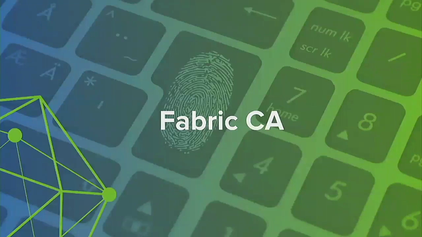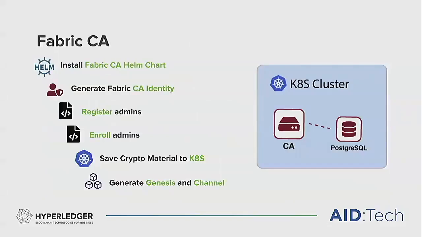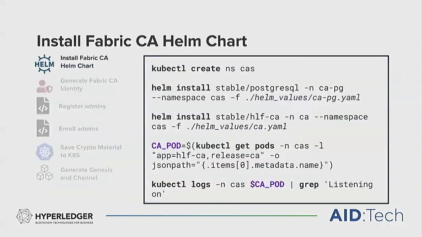So the Fabric Certificate Authority only requires 6 easy and very lengthy steps. The first thing you need to do is create the namespace for the Certificate Authority. We'll call it CAs in this case. Install the database to hold the identities. Install the actual Helm chart for the certificate authority that we created. Get the certificate authority pod and check that it's listening.